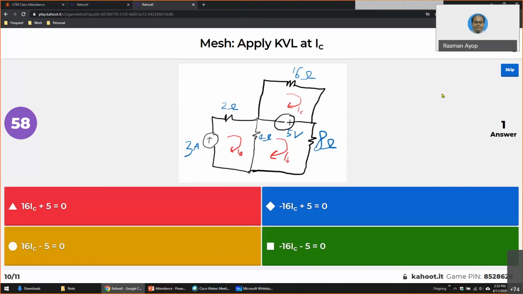Now we look at IC. This one is much simpler. There are not too many components.